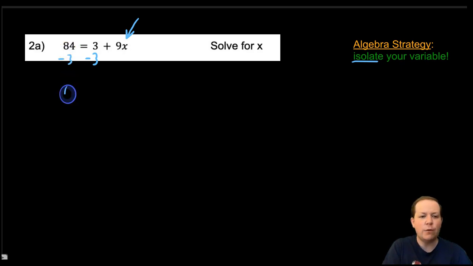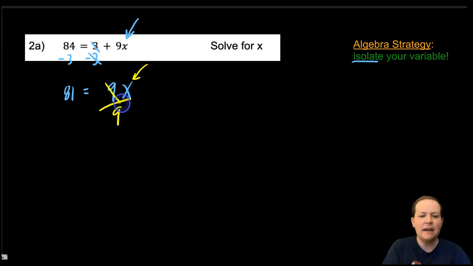84 minus 3, that's 81. So now 81, this just canceled. These just went away. They got rid of each other. So I have just left over 81 equals 9 times x. Okay, now what do I do? I'm still trying to isolate x. I just want x all by itself. But here, I don't have x. I have 9x. I'm multiplying by 9. How do I get rid of this 9? I again kind of do the opposite. If I'm multiplying by 9, the way to get rid of it is actually to divide by 9.